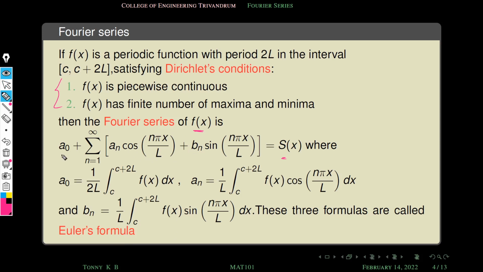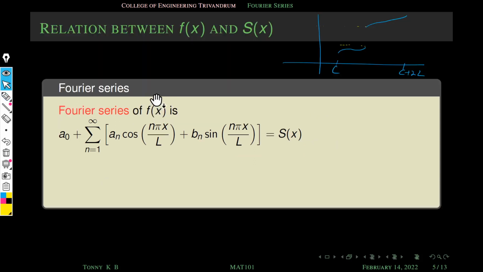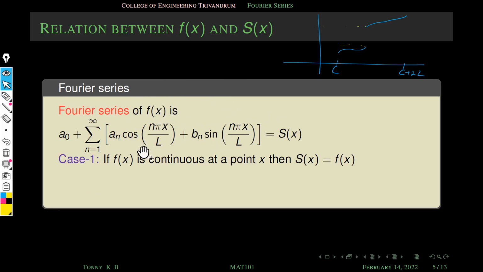Okay. So this is the Fourier series of this function f of x, and we denote this Fourier series by s of x. So naturally there is a question: what is the relation between f of x and s of x? The answer is given by the next result. So this is our Fourier series of this function, denoted by s of x. Then these are the relations.